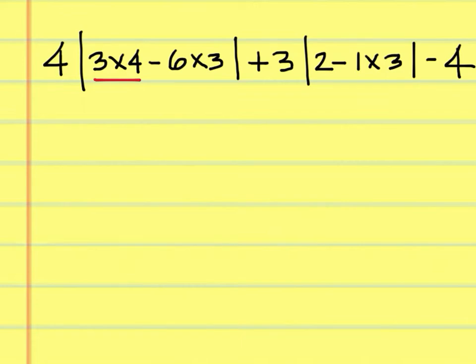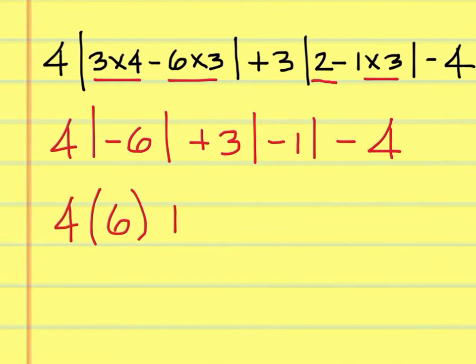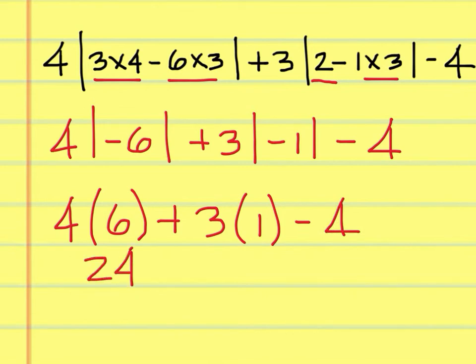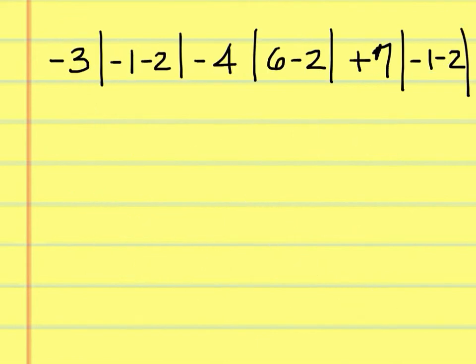12 minus 18 is a -6. And then on this side we have 2 minus 3, which is -1. So we will end up with 4 times 6 plus 3 times 1 minus 4. That is 24 plus 3 minus 4, which is 27, minus 4. The answer is 23.